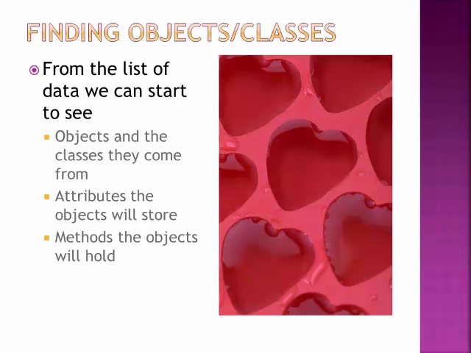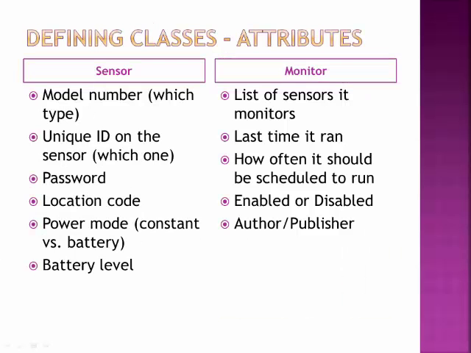So I define the classes. I have attributes that are going to store the data from those classes. I have methods that are going to do the behavior. That's what we're driving towards in this modeling activity. So we talked about sensors and monitors here. This is the one we're going to drive in on.